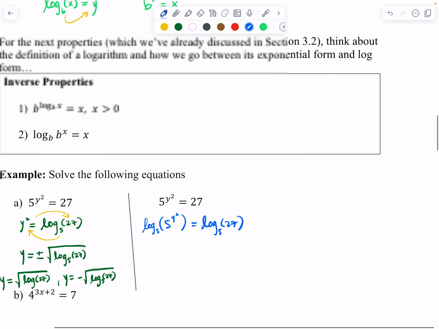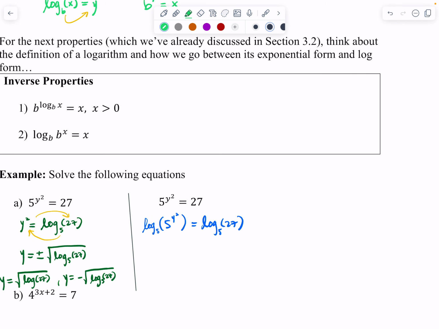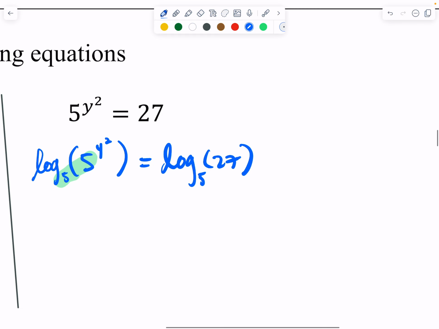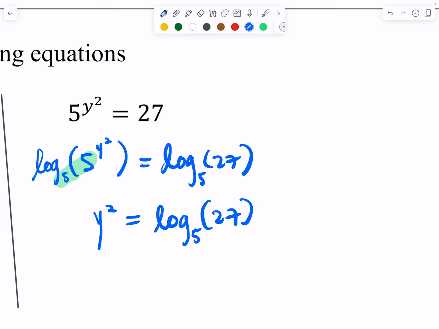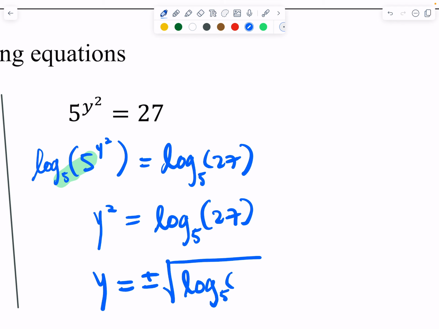Okay, and then hopefully you see now we have this inverse property. These are the same base, so that would simplify to be y squared. You could also think about plugging the left-hand side there to rewrite that as y squared times log base 5 of 5. And you know log base 5 of 5 is 1. But either way, this turns into y squared equals the log base 5 of 27, which is what we got using the other perspective. And you can see that we get the same 2 solutions.